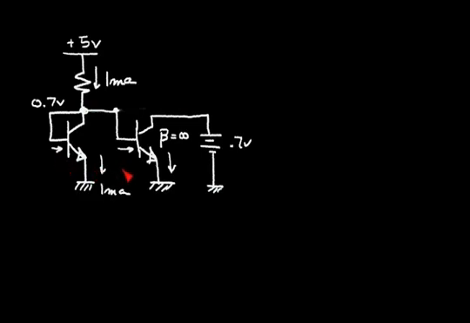So we'll just make that simplifying assumption. Since these transistors are identical, and since they have the same base to emitter voltage, they have the same emitter current. So the current flowing in the emitter of the transistor on the right will also be 1 milliamp.